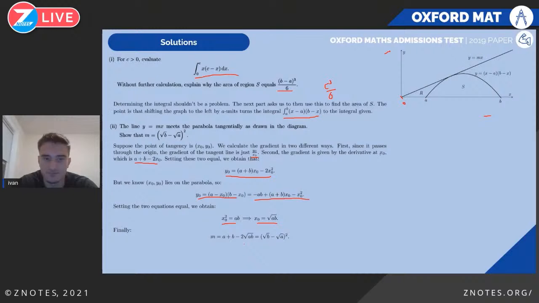And therefore, we just sub in for m. We note that m equals a plus b minus 2x0 right here, and we can just get out the equation.